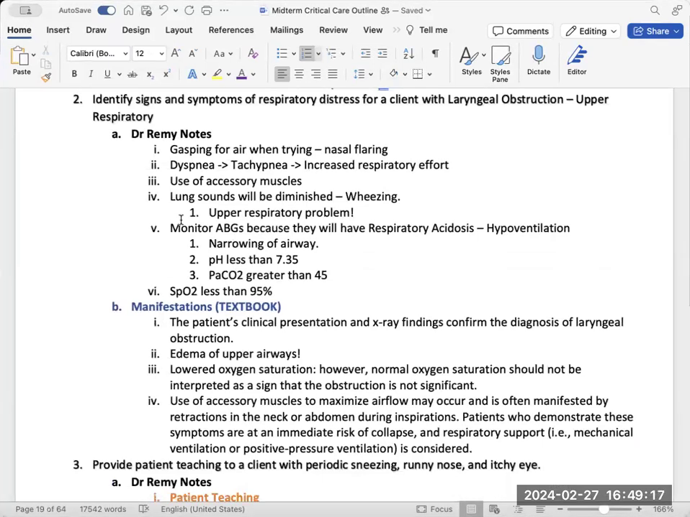Okay. So the next question is to identify signs and symptoms of respiratory distress for a client with laryngeal obstruction. This is upper respiratory, okay? So if we're talking about laryngeal obstruction, something that I got from the textbook is that basically this is really, really bad. This is when we're having edema of the upper airway. So when you hear laryngeal obstruction, think of airway obstruction, which means this patient is having respiratory distress. So what are some signs and symptoms that would let you know as a nurse that this patient is having a really, really hard time breathing?